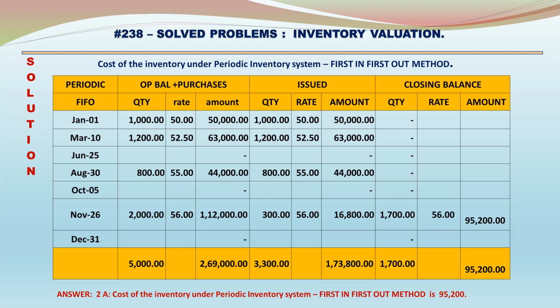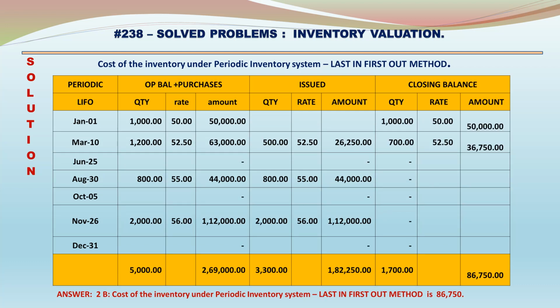Answer 2A. Cost of the inventory under periodic inventory system first in first out method is 95,200. Cost of the inventory under periodic inventory system last in first out method. Opening balance plus purchases, issues, closing balance. January 1, 1,000 opening balance at the rate 50, 50,000. March 10 purchase 1,200 at 52.50, 63,000. August 30, 800 units bought at the rate 55, 44,000. November 26, 2,000 units bought at 56 per unit, 112,000. Total 5,000 units were bought at 269,000.